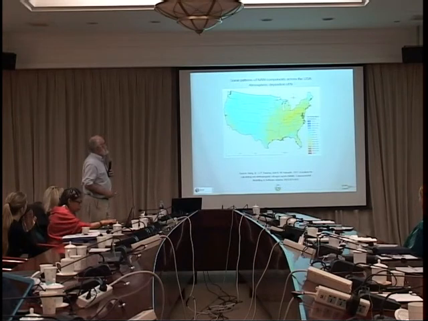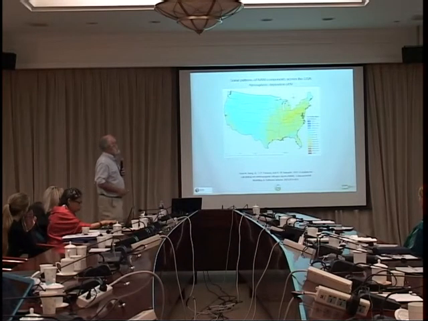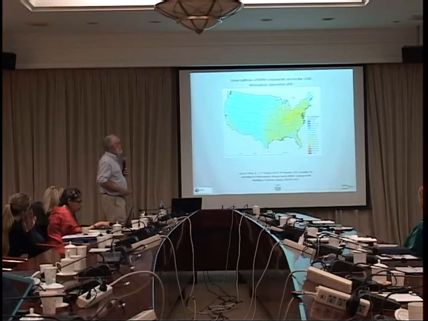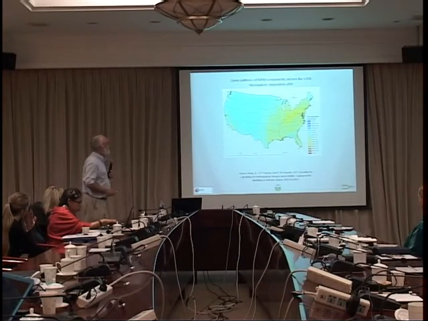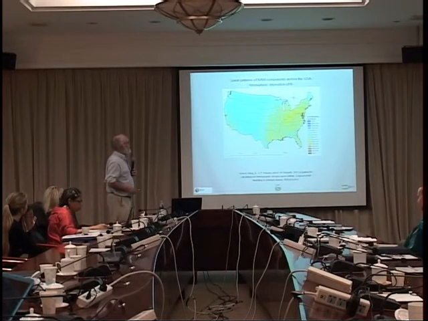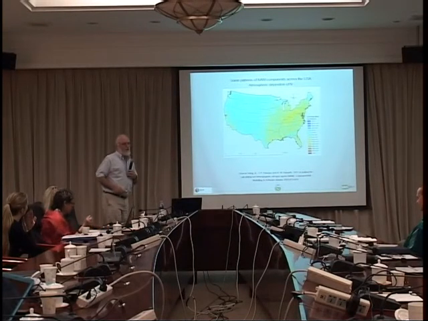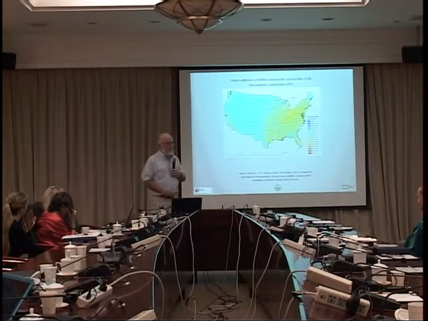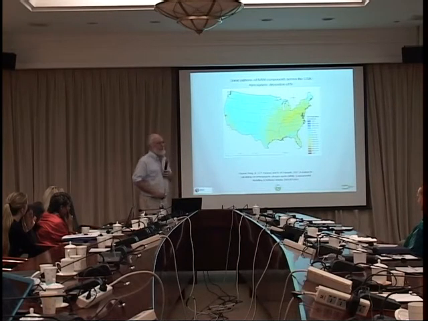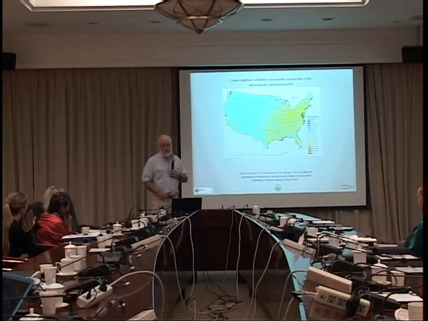Even up here in the northeast, it's relatively low compared to down here in the Ohio Valley and places like that. But even though it's relatively low, in an area like Maine, which has very little agriculture compared to the Midwest, and a relatively low population density, it's still the dominant source of nitrogen.